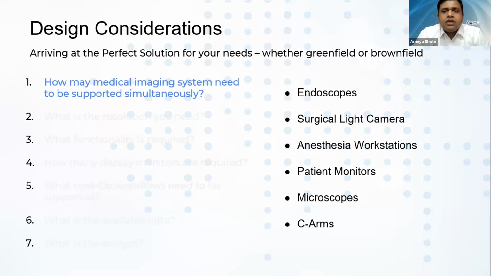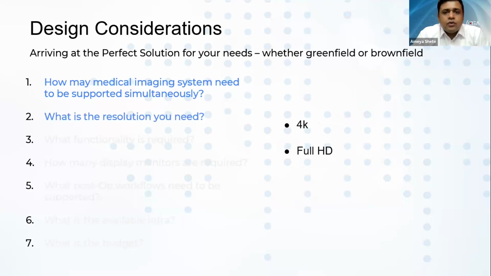So you may want to see a surgical light camera and a patient monitor together, or maybe a microscope and an anesthesia workstation together. So at a time, what is the maximum number of inputs that you require is what needs to be identified. Second, what is the resolution that you need? Now, there are different types of resolutions that are available. The latest being 4K. Now you have systems which are coming in 8K also. So whether you want it in full HD, 4K, or 3D. Now 3D, if you have a 3D source, then you can have a 3D monitor as well and a 3D recording too. The next is what is the functionality that you are looking at.